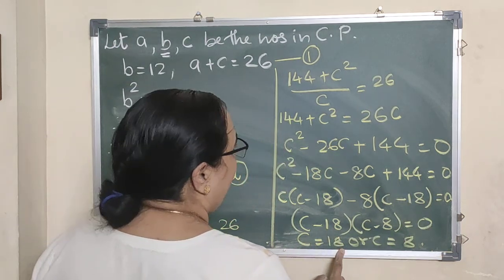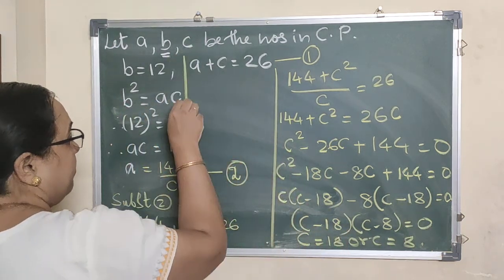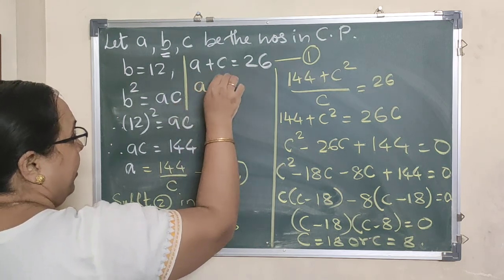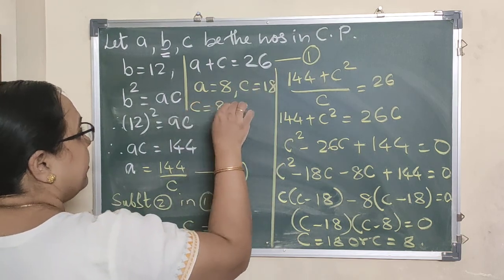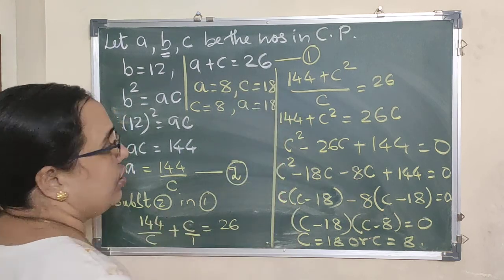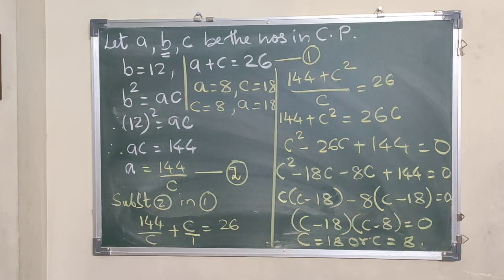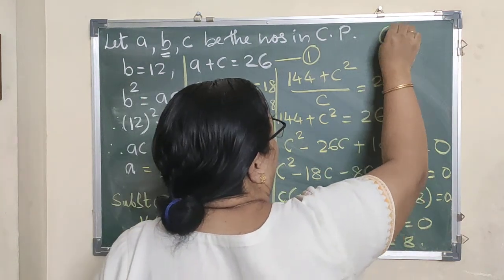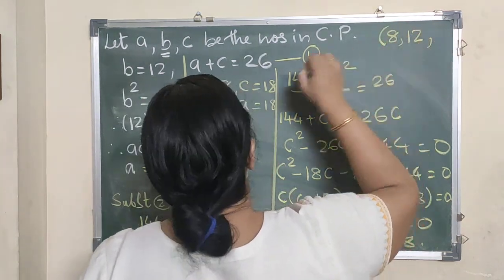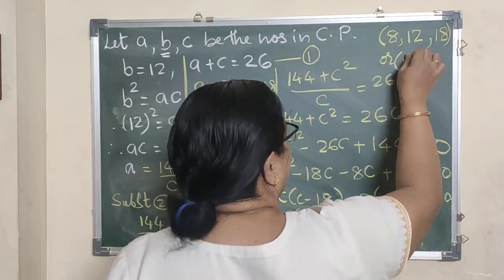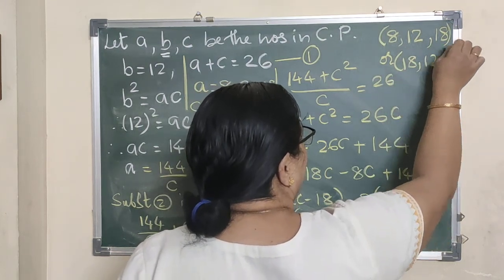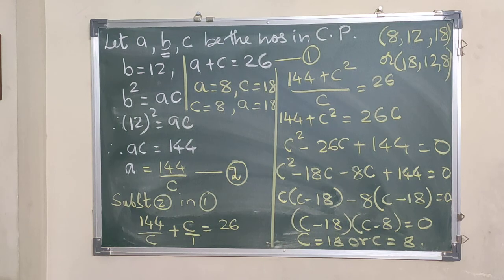If C is 18, what will be A? Yes, if C is 18, A will be 8. Right? If C is 8, A will be 18. So what are the numbers in continued proportion here? When you write it this way, 8, 12, because it's given, and 18, or 18, 12, 8. These are the numbers in continued proportion. Okay. So with that we finish the sums based on continued proportion.